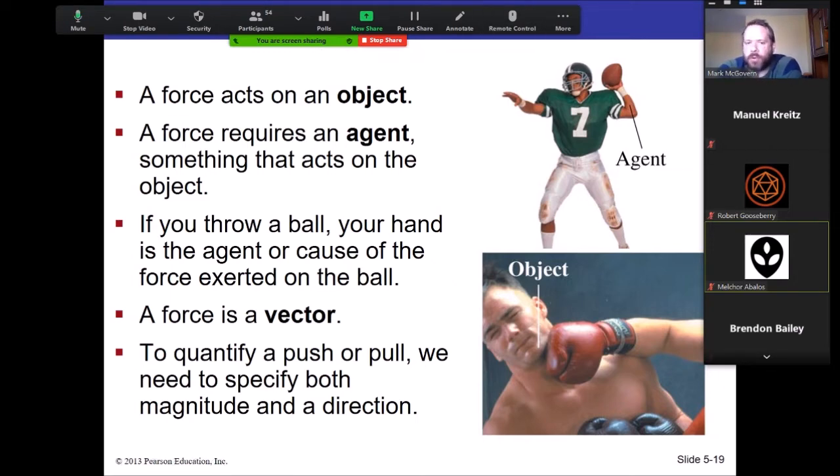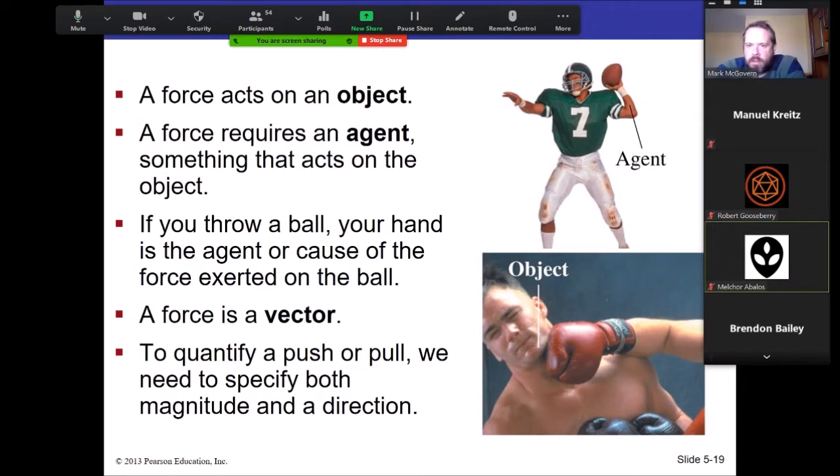When we analyze forces, we have a single object that we are paying attention to. There is your object and there is the environment. Okay, the environment can exert a force on the object. And when that happens, we call that an agent, something responsible for the force.